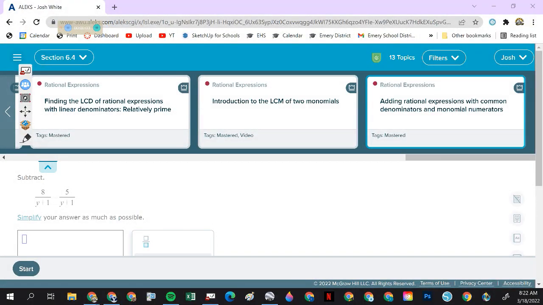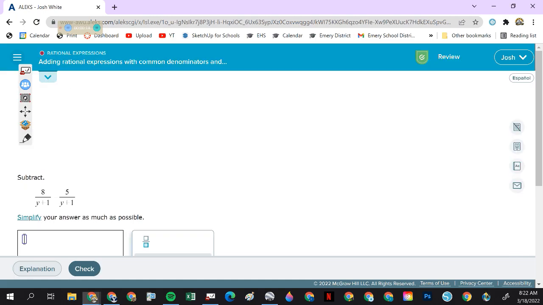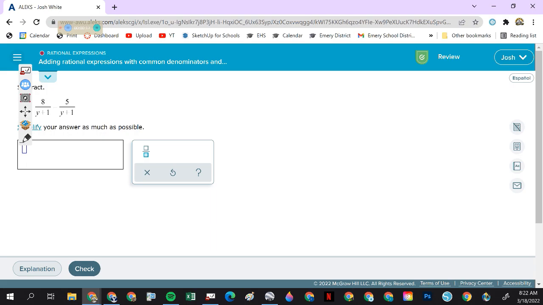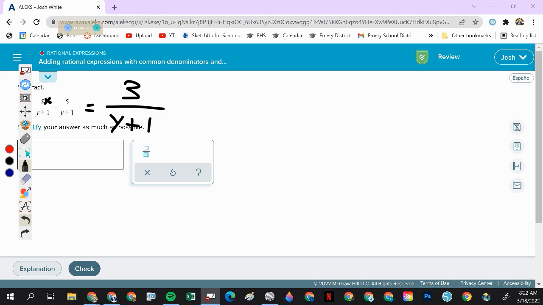This is 6.4. It has quite a few topics, so we're going to spend 2 days on it. They all have to do with rational expressions, which are fractions with polynomials in there. So this first problem, we have a fraction minus a fraction, and the denominators match. So if the denominators match, then you just keep the denominator the same, and then you subtract the top. So 8 minus 5 would be 3. Easy enough. If it was, say, 8x minus 5, then it would just be 8x minus 5.